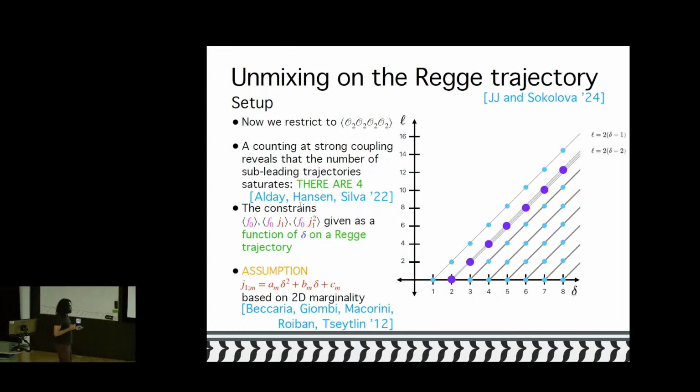We said, okay, fine, let's not do Kaluza-Klein towers, let's instead study really the subleading Regge trajectories.